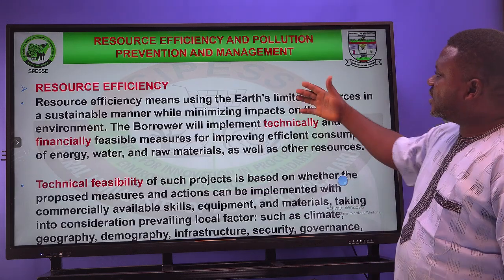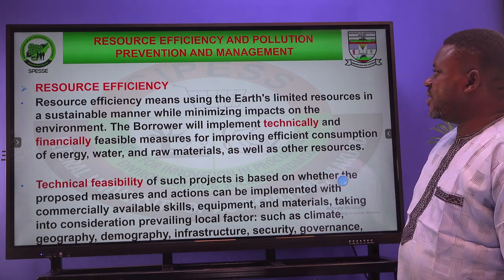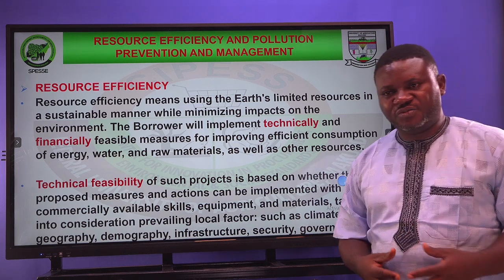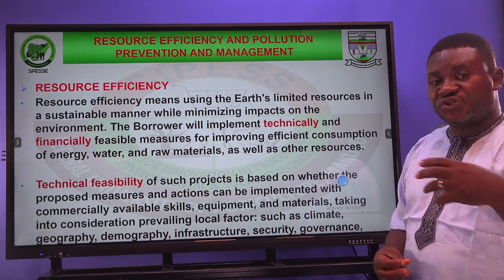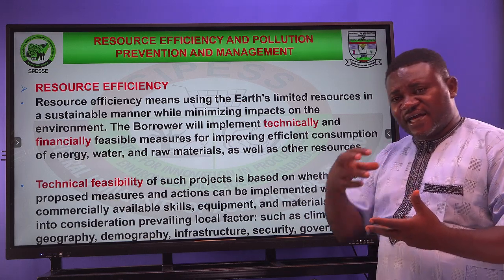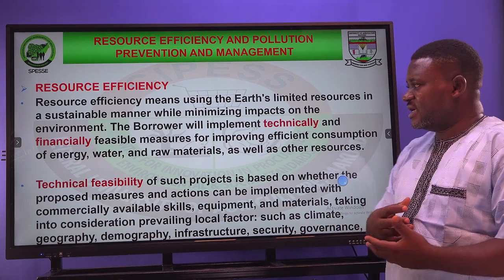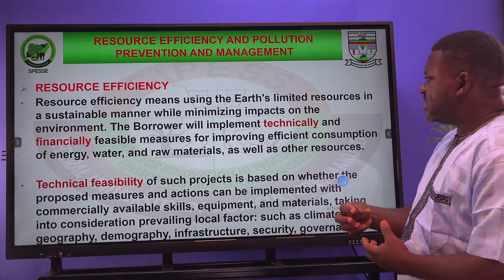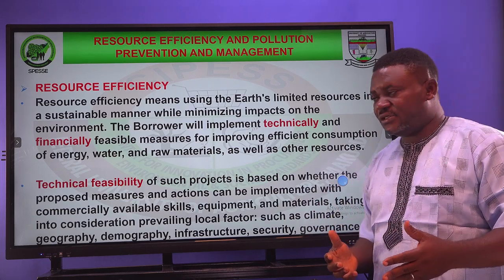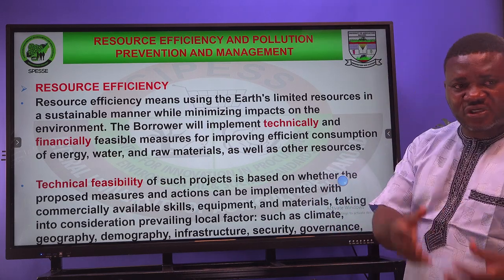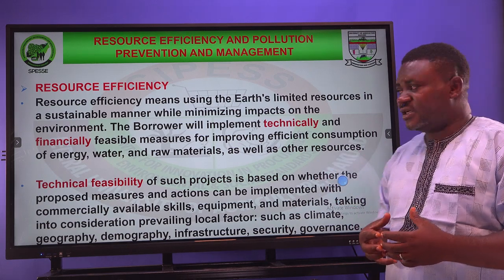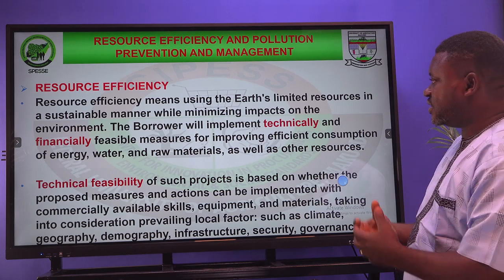Now, this is the third section of this presentation. It is resource efficiency and pollution prevention and management. Here we have to look at what resource efficiency means. Resource efficiency means using the earth's scarce resources in a manner that is sustainable while minimizing impact on the environment. When you are using scarce resources like water, for instance, in a sustainable manner, in such a way that it will not impact the environment, then what you are doing is resource efficiency.